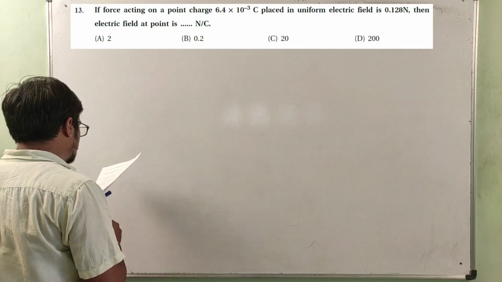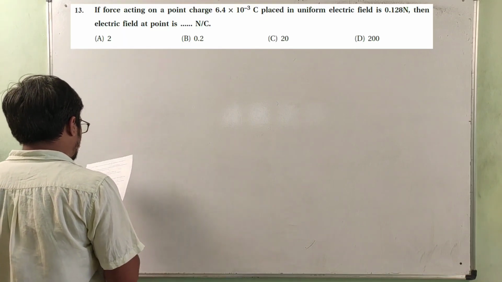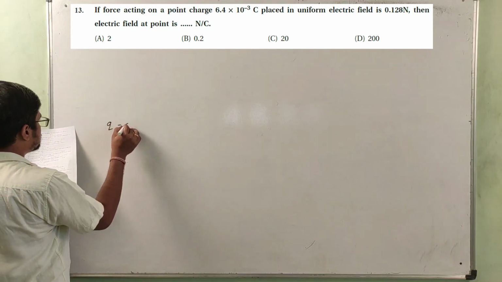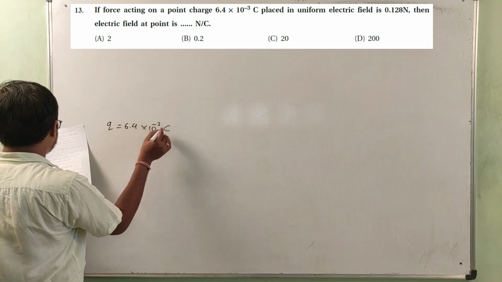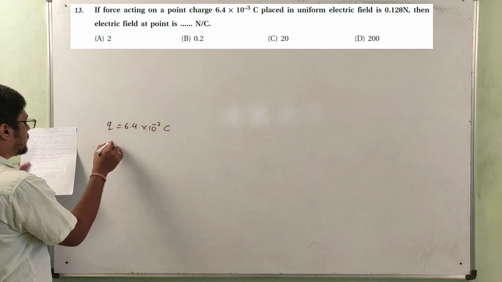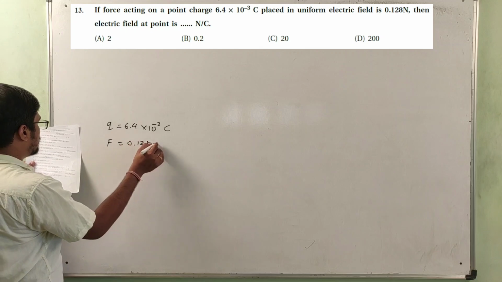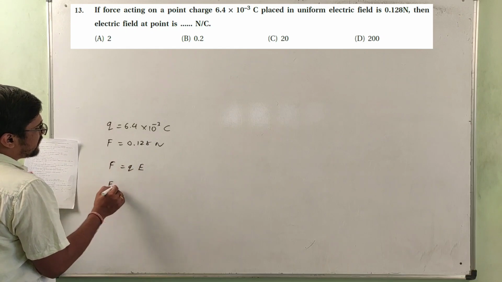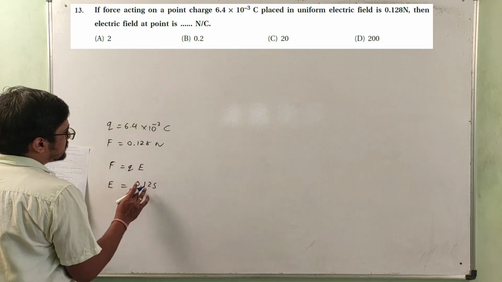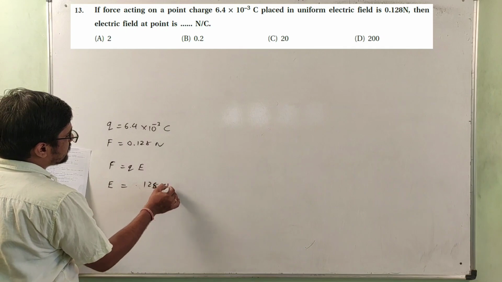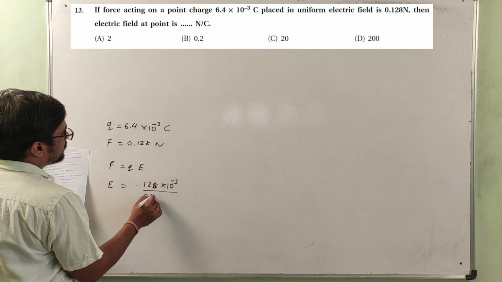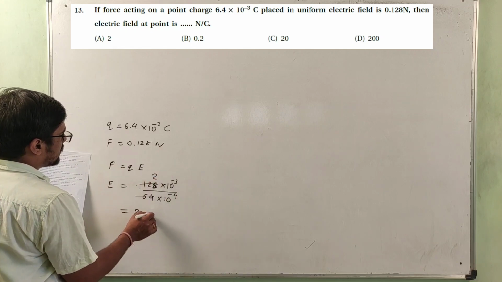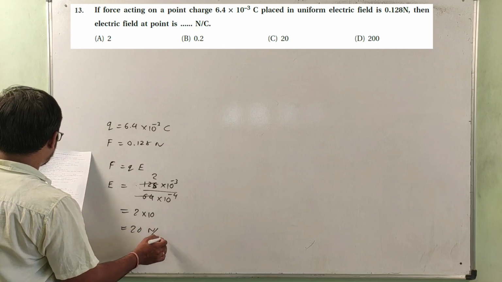Next question. If the force acting on a point charge Q placed in a uniform electric field is this much Newton, the value of charge Q is equal to 6.4 into 10 power minus 3 coulomb, and the force is equal to 0.128 Newton, then the electric field is equal to F is equal to Q into E. So E is equal to F by Q. F is 0.128, so 128 into 10 power minus 3, and Q is 6.4, so 64 into 10 power minus 4. 64 twos are, so 2 into 10 power 1, so 20 Newton per coulomb is the answer.